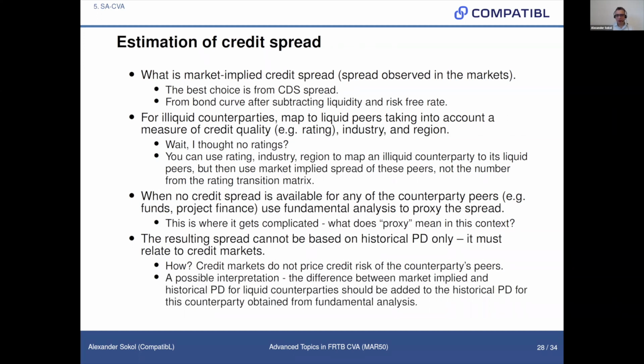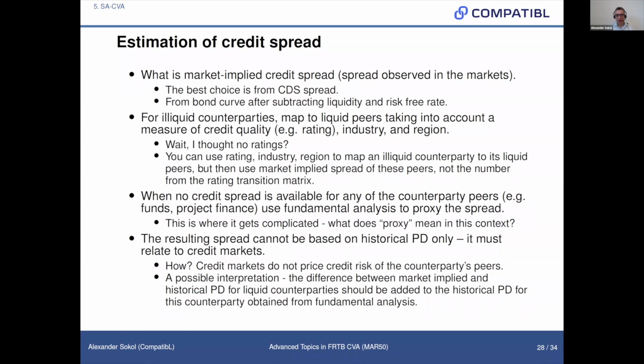So the only way I can interpret it, and perhaps one of the panelists, Chris or Jochen or Thomas, can also clarify this based on their experience or their understanding. My understanding is that you cannot use historical. You have to take the difference between market implied and historical for liquid counterparties, and adjust the historical for this counterparty that you obtain from fundamental analysis. Well, the thing is, how do you adjust?